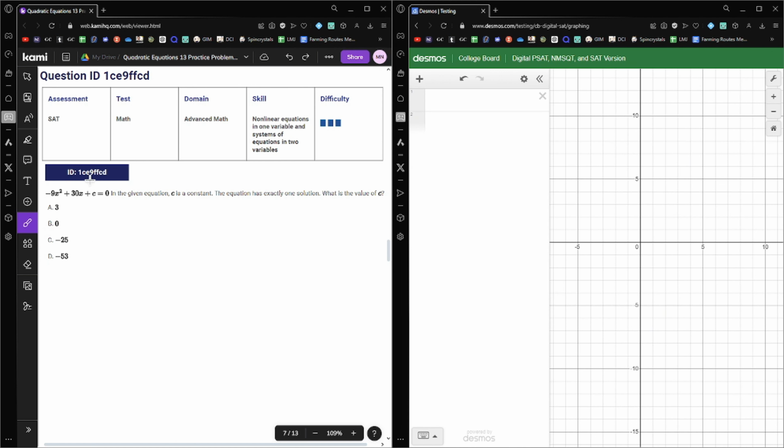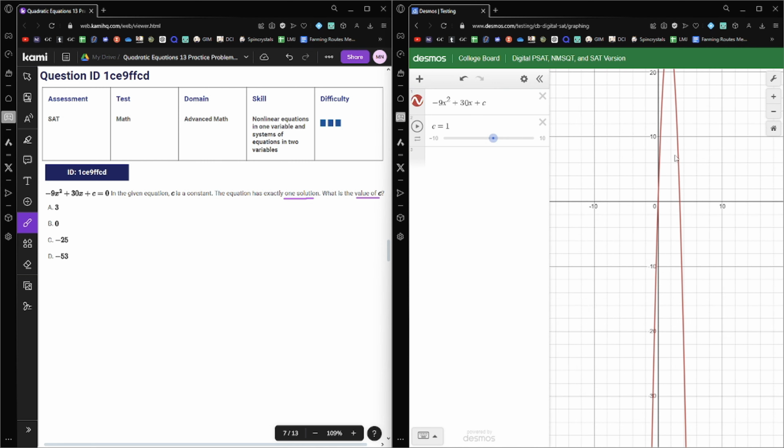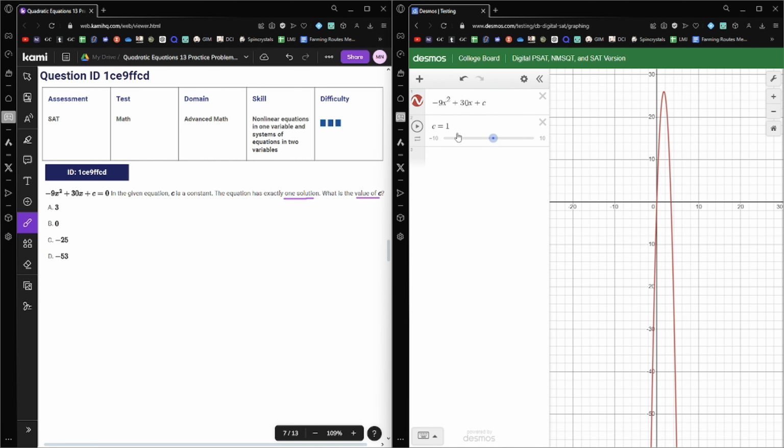Question number 7. Here they give us this equation and they tell us it has one solution. Then they ask us to find the value of C. So first things first, let's plug that equation into Desmos. -9x squared plus 30x plus C. Now we're going to add our slider. And normally, you would start sliding, right? But here, they give you answer choices. So just plug in the answer choices.